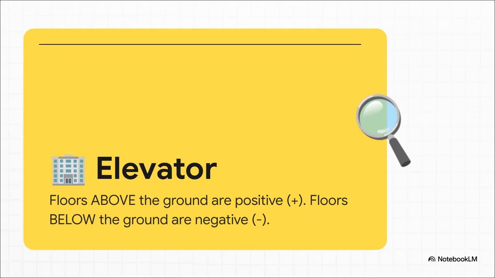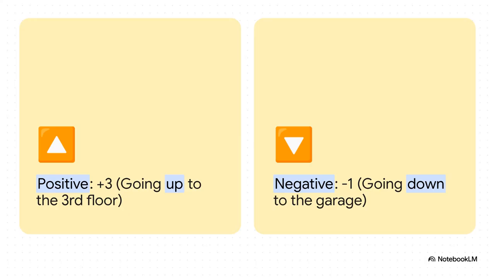For our last example, let's just imagine stepping into an elevator. The ground floor where you walk in, that's our 0. Any floor you go up to is a positive number, and any floor you go down to, like the parking garage, is a negative number. So when you push the button for the 3rd floor, you're telling the elevator you want to move in a positive direction, +3 floors from the ground. And pushing the button for the parking garage, that's moving in a negative direction to floor -1.